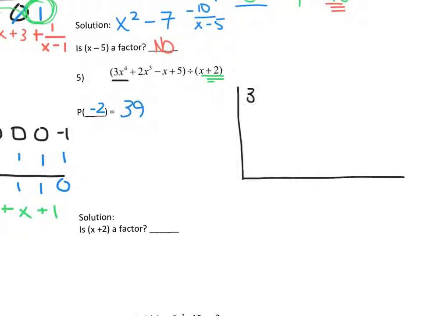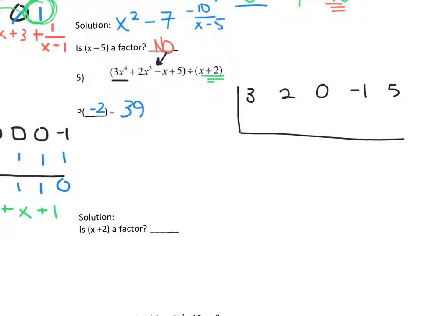So I'm going to put 3, 2. Now I skipped the x squared term, so I have to put a 0, negative 1, and 5. So I'm going to put a negative 2 on the outside. Remember, you have to bring down the first number right underneath it.